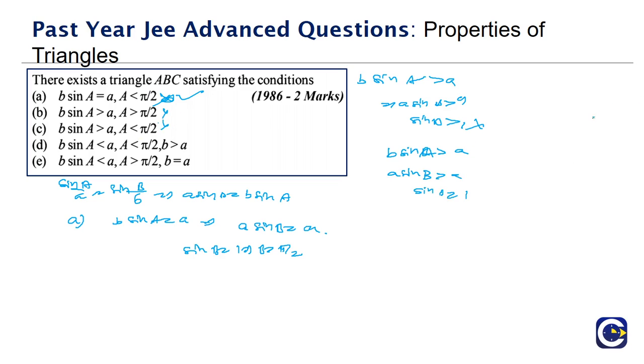Option D is nothing but b sin A less than a, so a sin B is less than a, so sin B is less than 1 implies B is less than pi by 2. This is possible. So the answer for this question is A, D. If you consider the fifth option, this is also not possible, so the answer for this question is option A, option D.